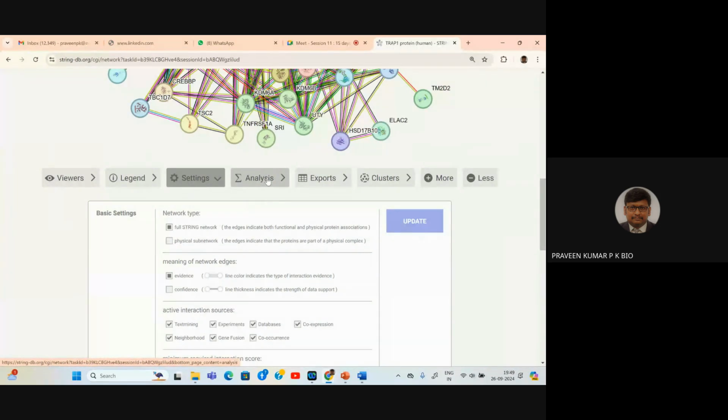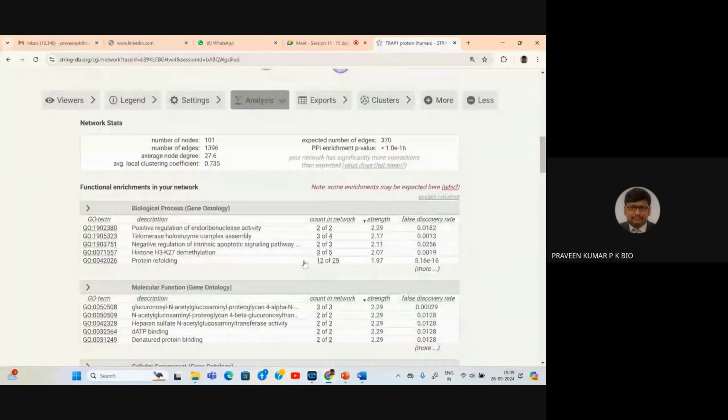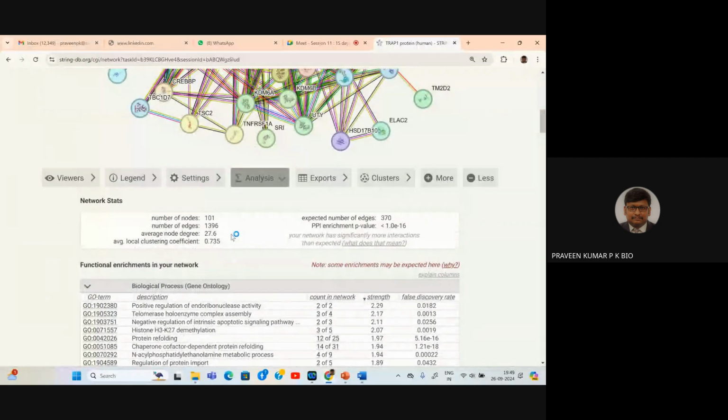You can also find the information in the analysis. The analysis, you can check all this. You have the strain, false discovery rate, and how many proteins are interconnected in the network. How many nodes are connected? If you see the total nodes, I have TRAP1 connected with 100 proteins. So total number of nodes is not one, it is 100 plus one. And the total number of edges, how many lines you can see as connections, is 1396.